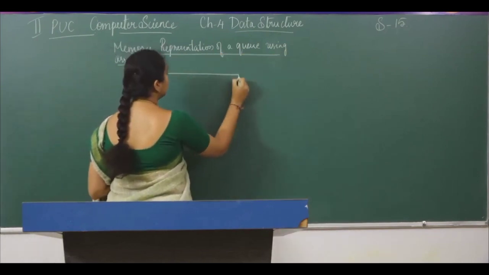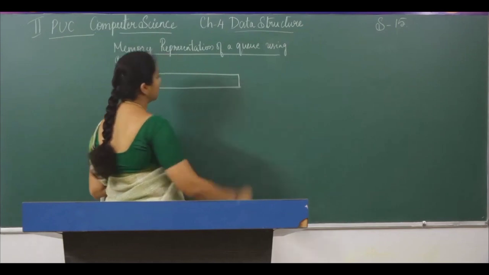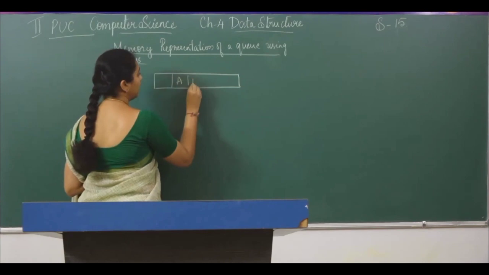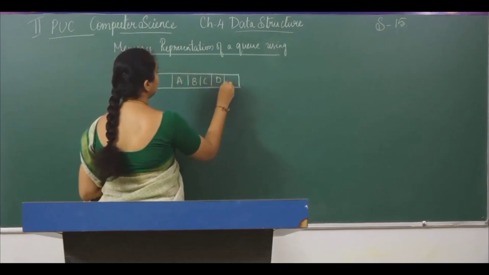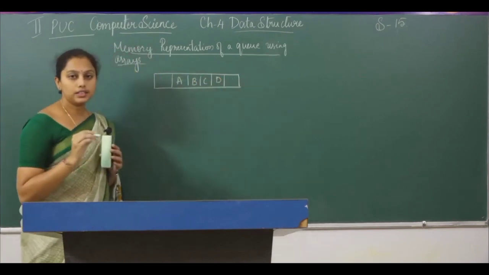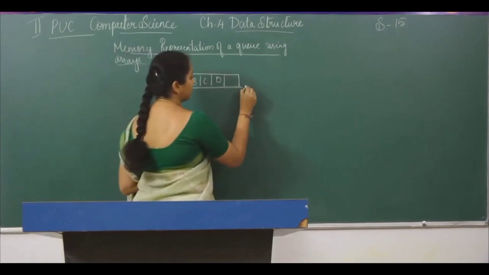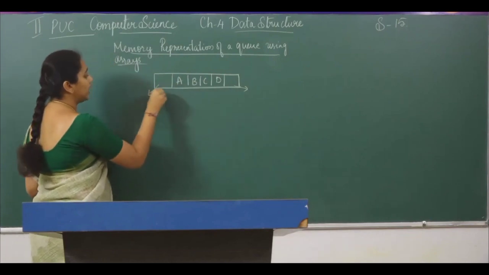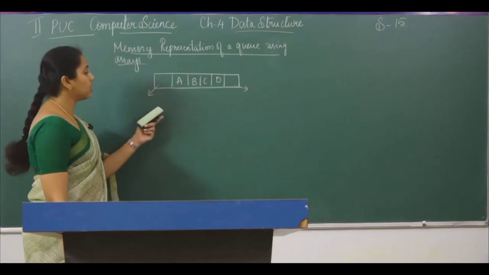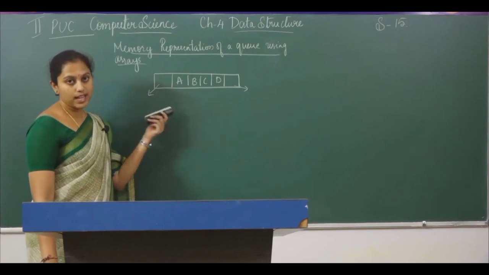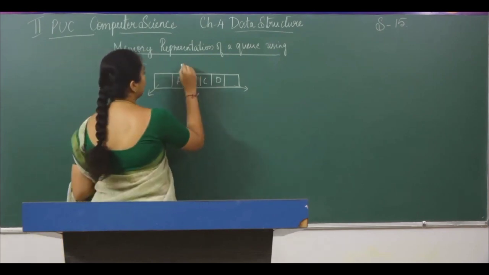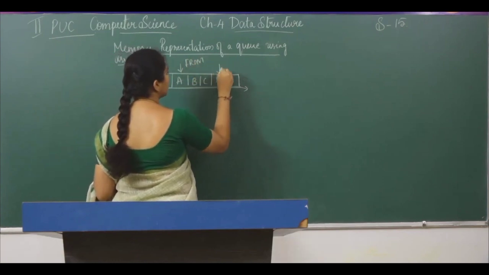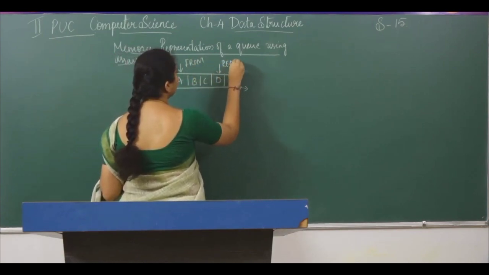So queue is a linear array. We are going to represent a queue in memory as a linear array where insertion of an item takes place at the end point of the queue called the rear, and deletion of an item takes place at the front point of the queue called the front.